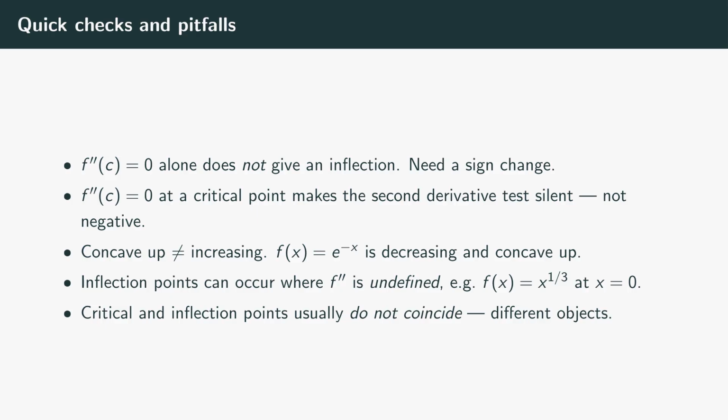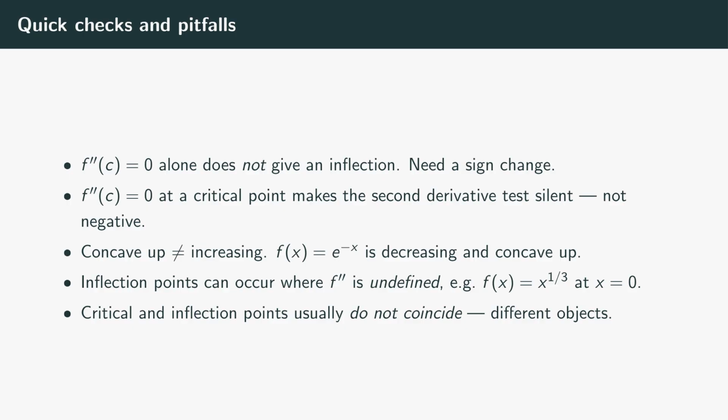A few pitfalls to keep on the table. First, f'' equals 0 at a point does not, by itself, guarantee an inflection point. You also need the sign of f'' to flip as you cross the point. The function x to the 4th is the standard example. f'' is 0 at the origin, but never changes sign. No inflection.